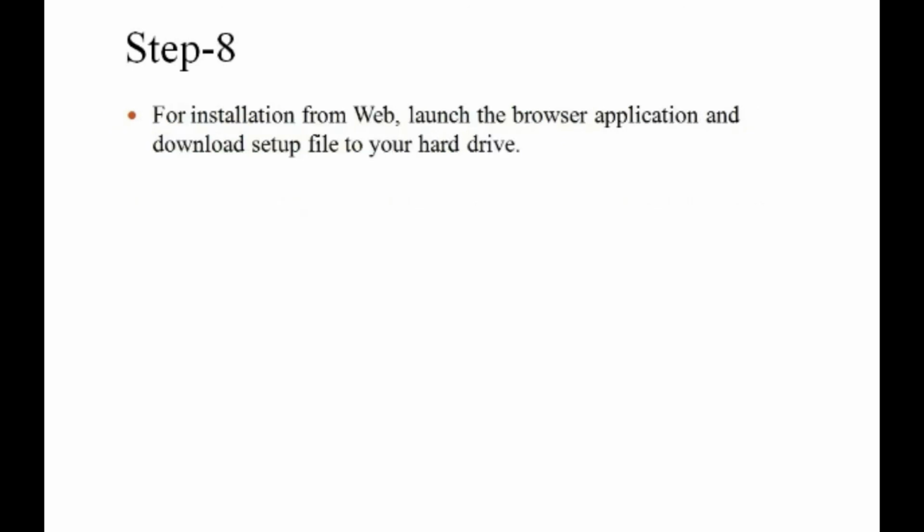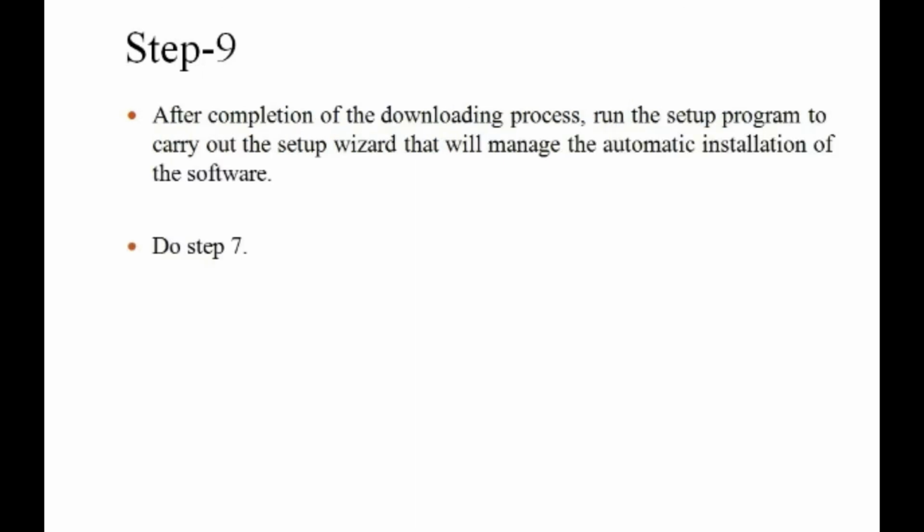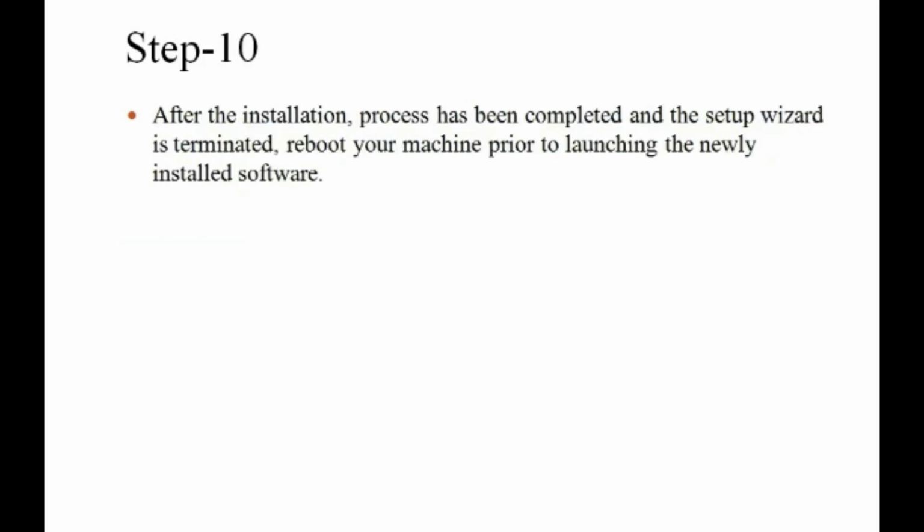Application software installation from the web is done by launching the browser application and downloading the setup file to your hard drive. When the download process is completed, you need to run the setup program to launch the setup wizard that will manage the automatic installation of the software. And when the wizard is running, simply follow the prompts until the installation process is completed.